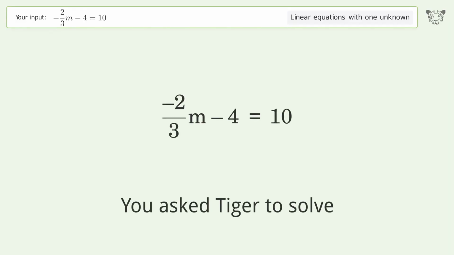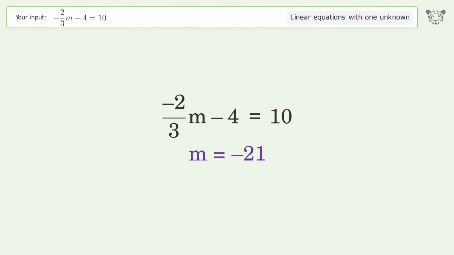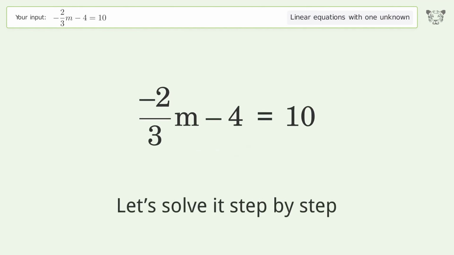You ask Tiger to solve. This deals with linear equations with one unknown. The final result is m equals -21. Let's solve it step by step.